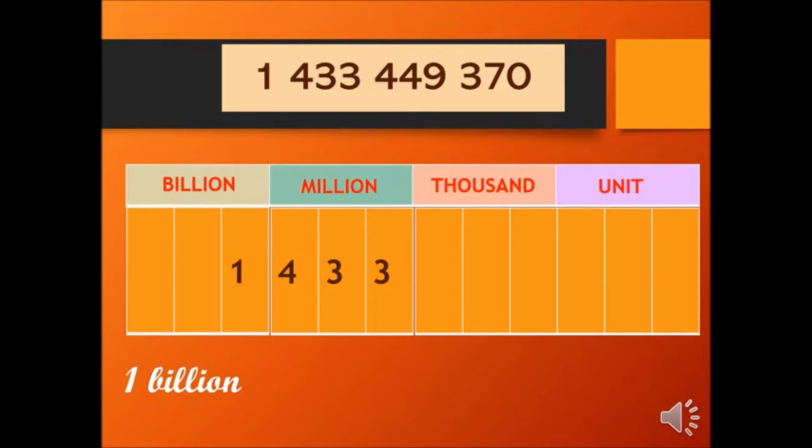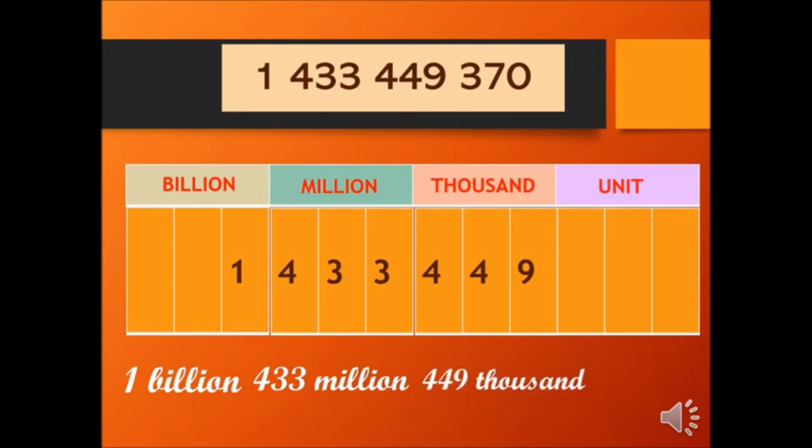And how do we read this group of numbers? It is read as 433. When you combine the period's name, it is now read as 433 million. Let's go to the period of thousand. What number is in the period of thousand? It is 449. Again, altogether, 449. When you read this number with the period's name, it is equal to 449,000.